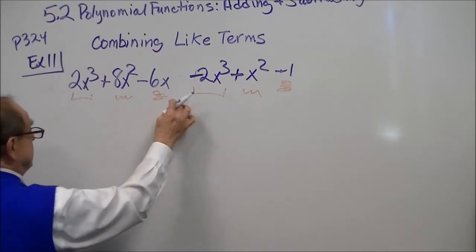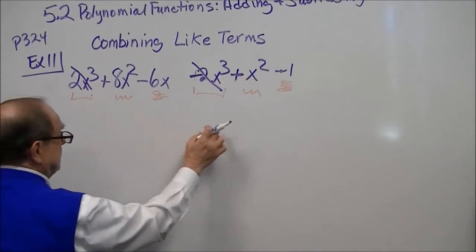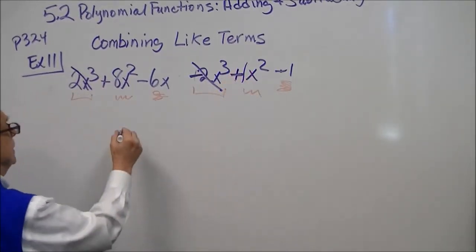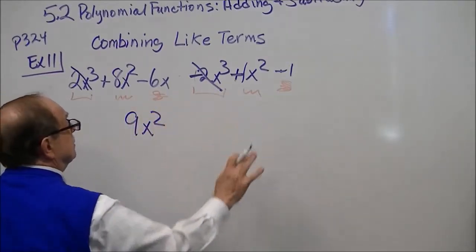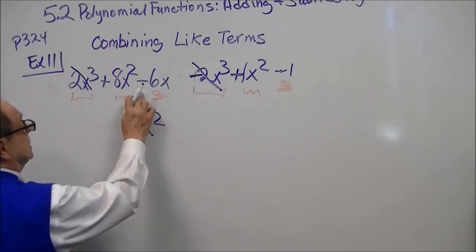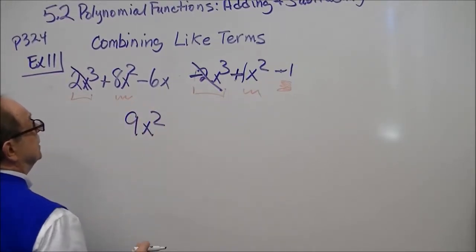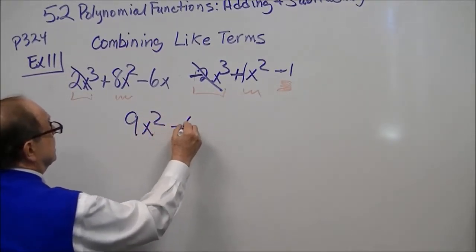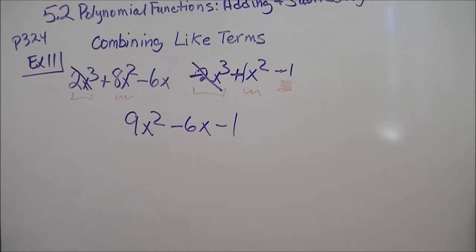A positive 2, negative 2, these are going to cancel out. A positive 8 and a positive 1 give me a positive 9x squared. Remember, variables don't change. Now there was no like term actually to this. Shouldn't have put that there. This is a negative 6x and a negative 1. We have completed our subtraction by actually converting to addition and combining like terms.